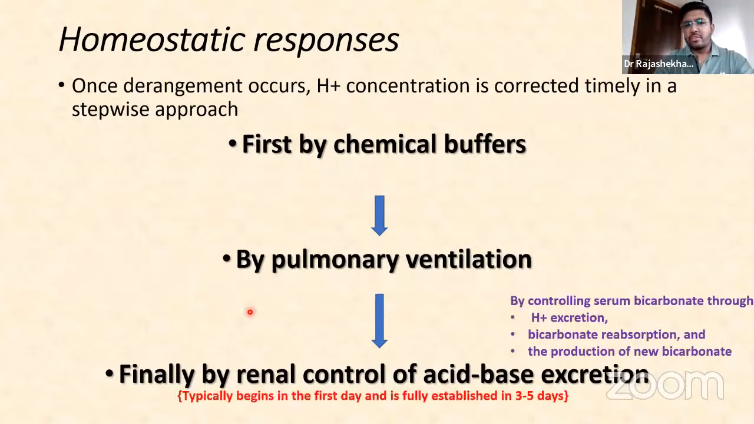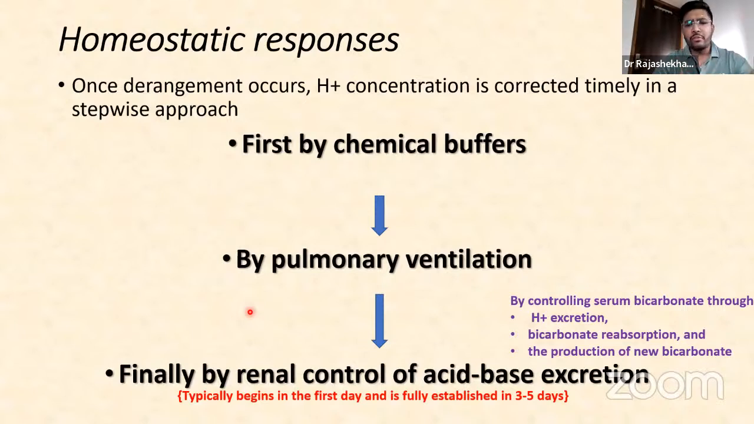In 50 to 70% of cases, respiratory compensation can handle the acid-base imbalance, but usually it is not sufficient. It can only manage up to 50 to 70% of imbalances. The final and complete control is usually achieved by the kidney. So the initial best thing is the lungs, but the most complete thing is always the kidney.